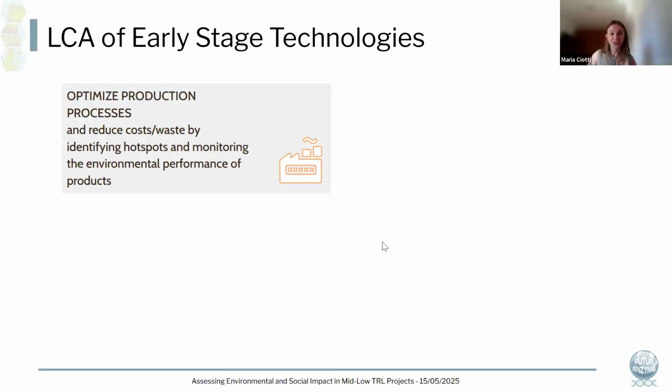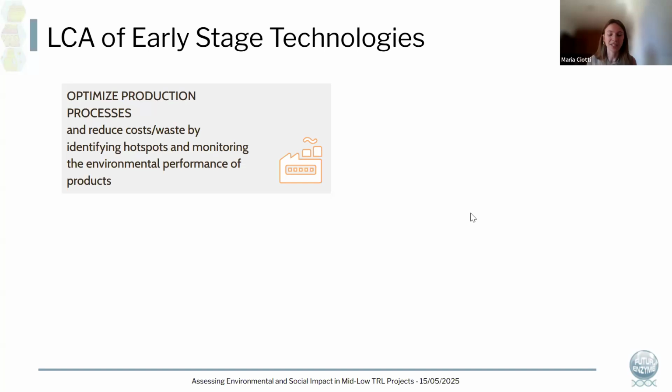Okay, so the first of all, as I already mentioned, is to optimize the process. So we can identify what are the environmental hotspots of our process in order to know where the process needs to be implemented. It needs to be optimized.